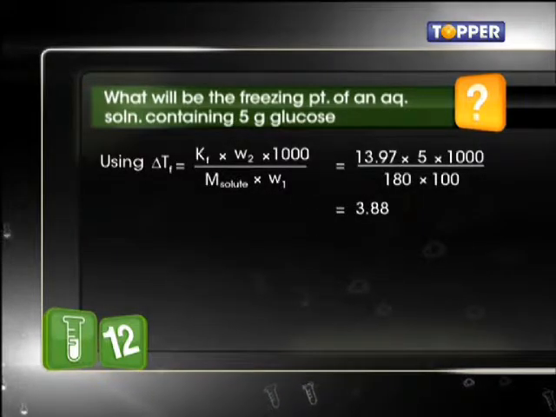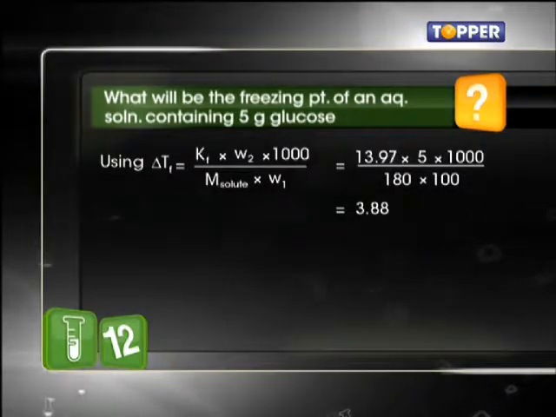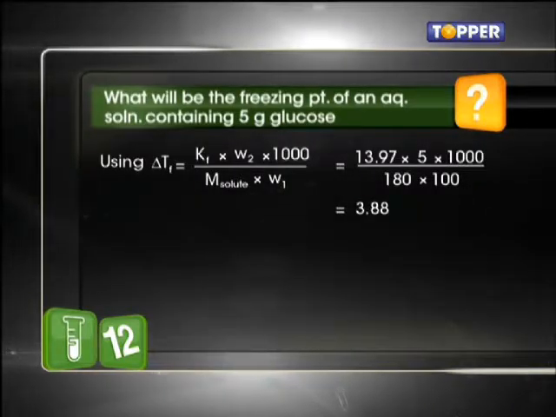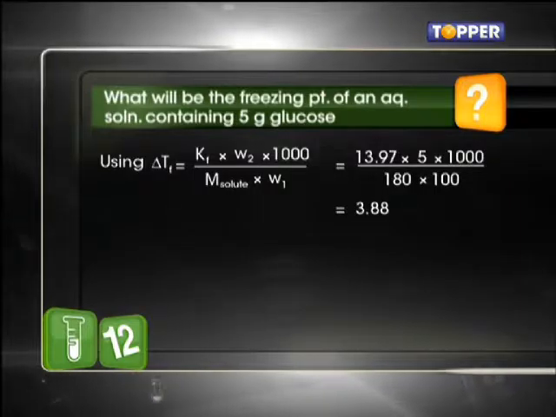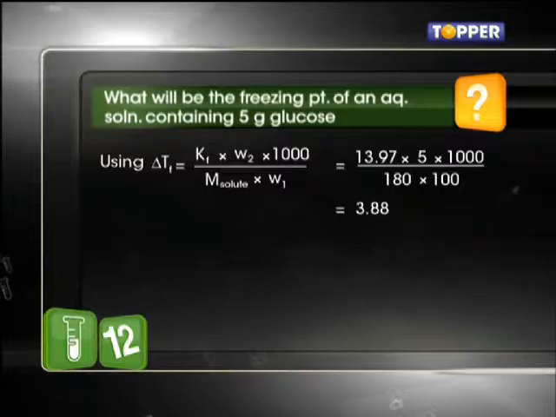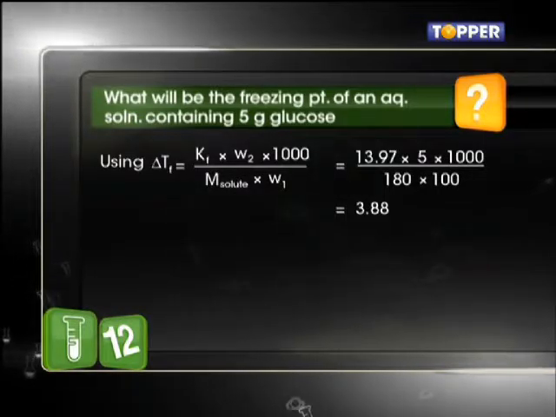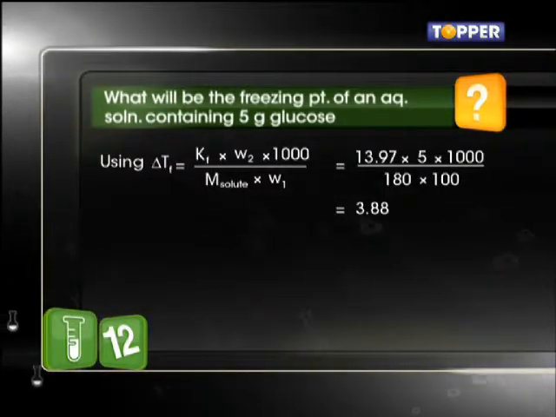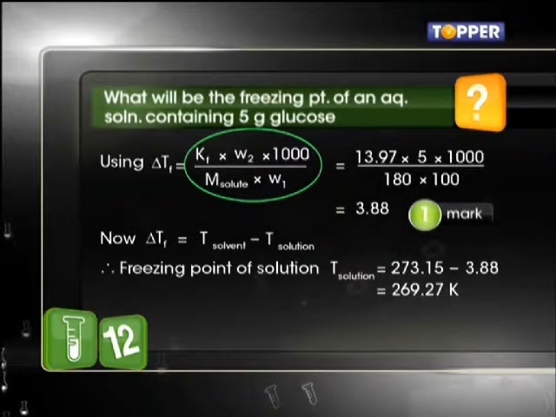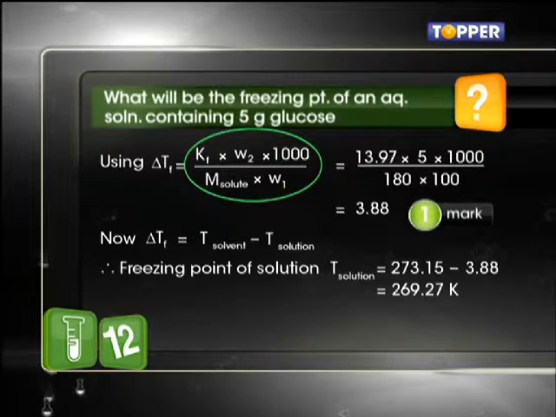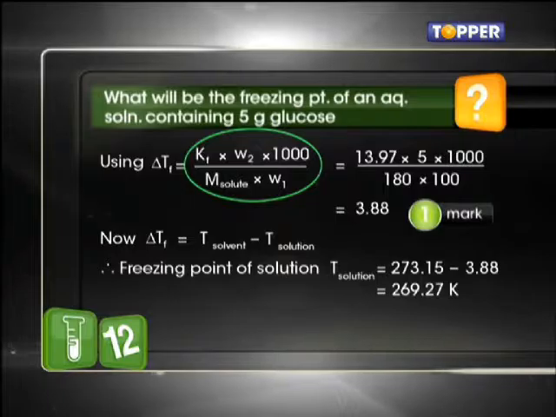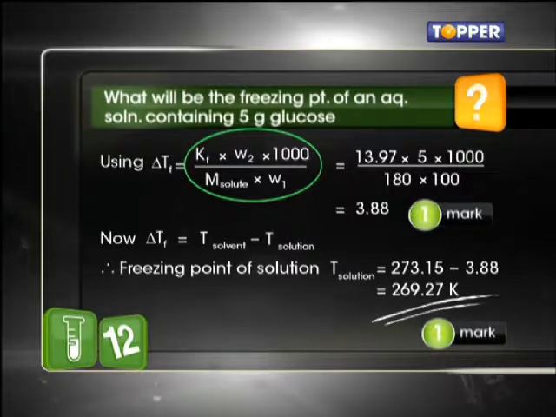After calculating the value of Kf, we can now calculate the value of depression in freezing point of glucose solution by putting the values in the formula. Delta Tf is equal to Kf into W2 into 1000 divided by molar mass of the solute M into W1. Here W2 is the weight of the solute and W1 is the weight of the solvent. The answer comes out to be 269.27 Kelvin.